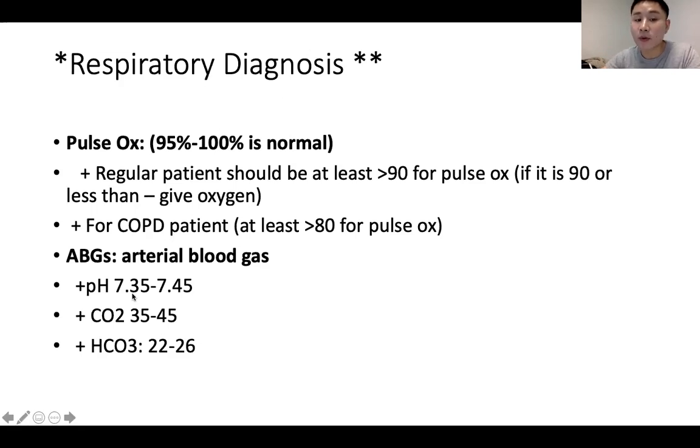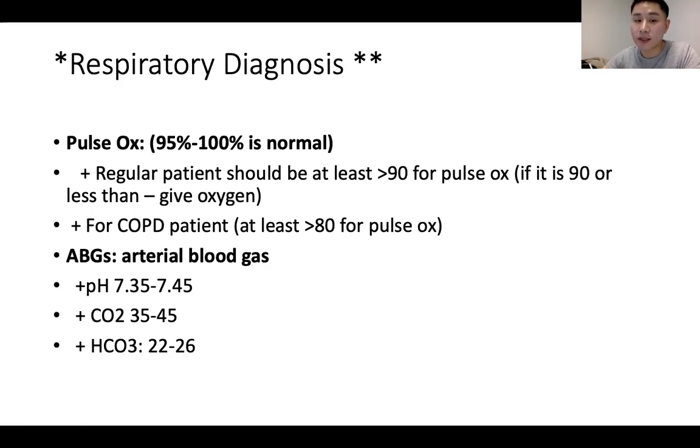pH is 7.35 to 7.45. Anything less than 7.35 is considered acidic, and anything more than 7.45 is considered alkalosis. Either state is not good for the body. The body is always trying to maintain a homeostatic environment, which is within the range. If it's too acidic, it can damage the organs, damage the blood, as well as alkalosis.